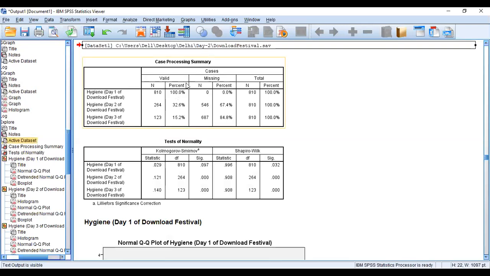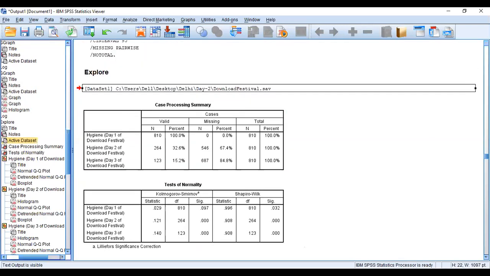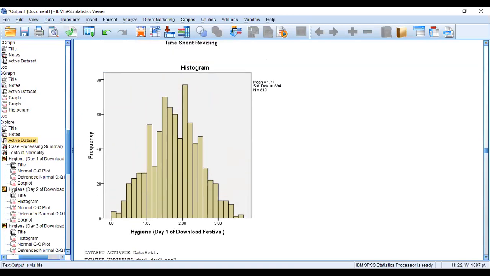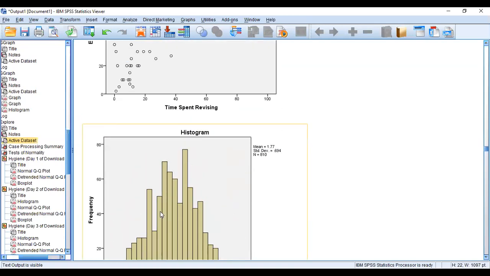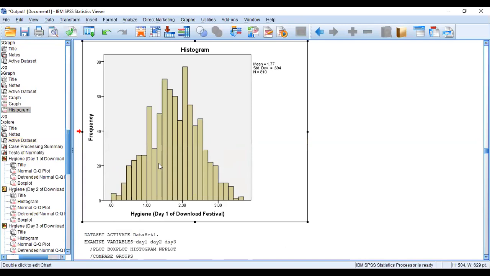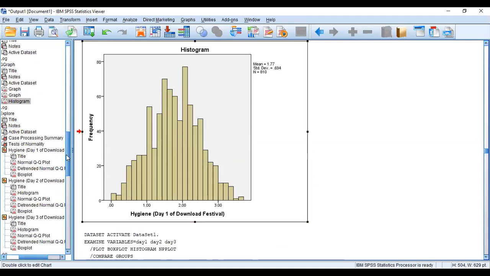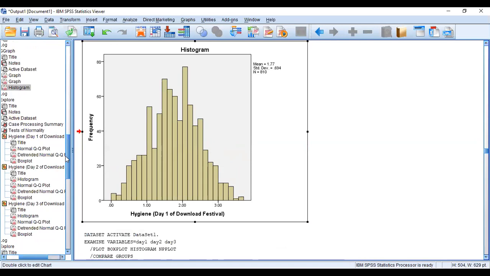In this table we can understand there are three. Day 1, this is my graph histogram. This is normally distributed. We can double click and superimpose the normal curve. Okay. Now second is through value of skewness and kurtosis.